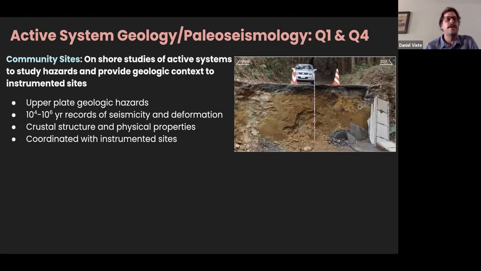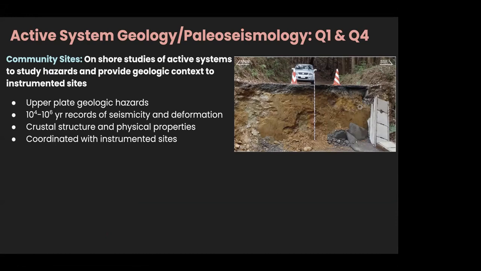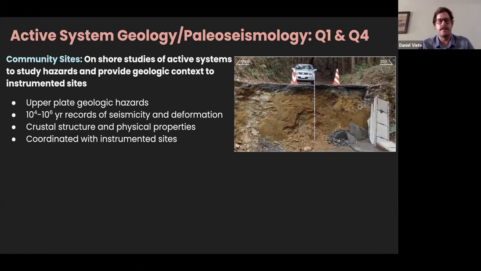So the first of these activities involves active system geology and paleoseismology. And as I said, it's geared towards answering this system scale question, question 1, and also addressing question 4 relating to tsunami. So the way that we've structured this program, or at least we're looking for feedback on our early plans to structure this program, first using community sites to gather people within the geology and experimental areas in very specific points for onshore studies of active systems to study the hazards and provide context to the instrumented work being done by the geophysicists and the seismologists.